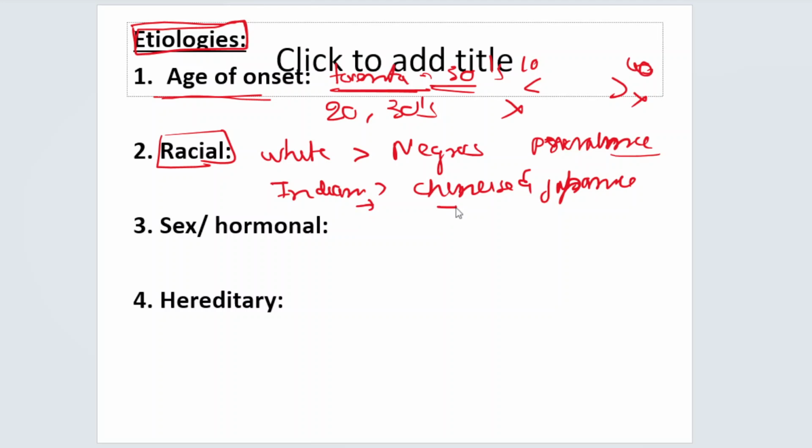It is more in Indians compared to Chinese. It is more in whites compared to Negroes. Whites, you also use the word Caucasian races. White races are called Caucasian races. So it's more common in Caucasian races. Third one, sex or hormonal.